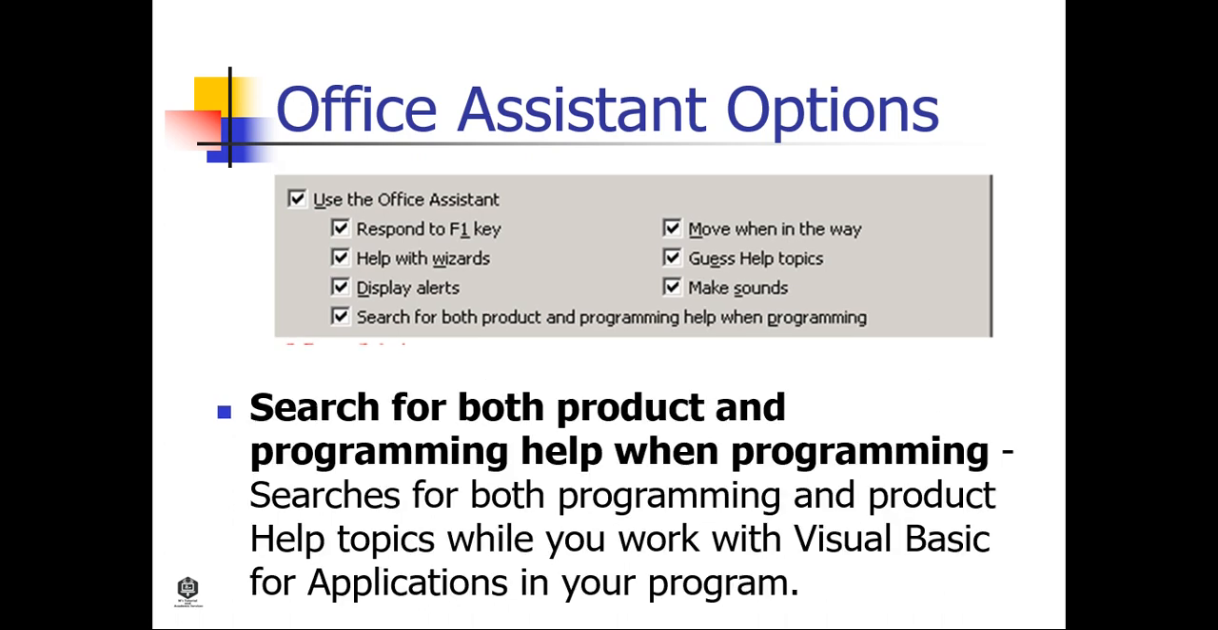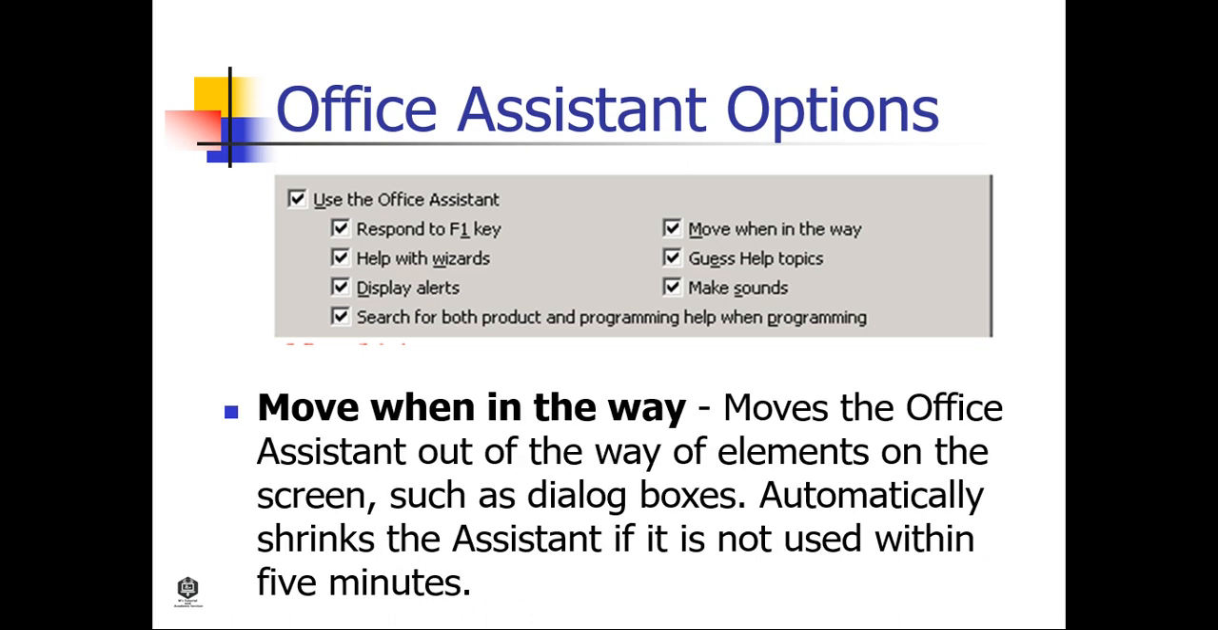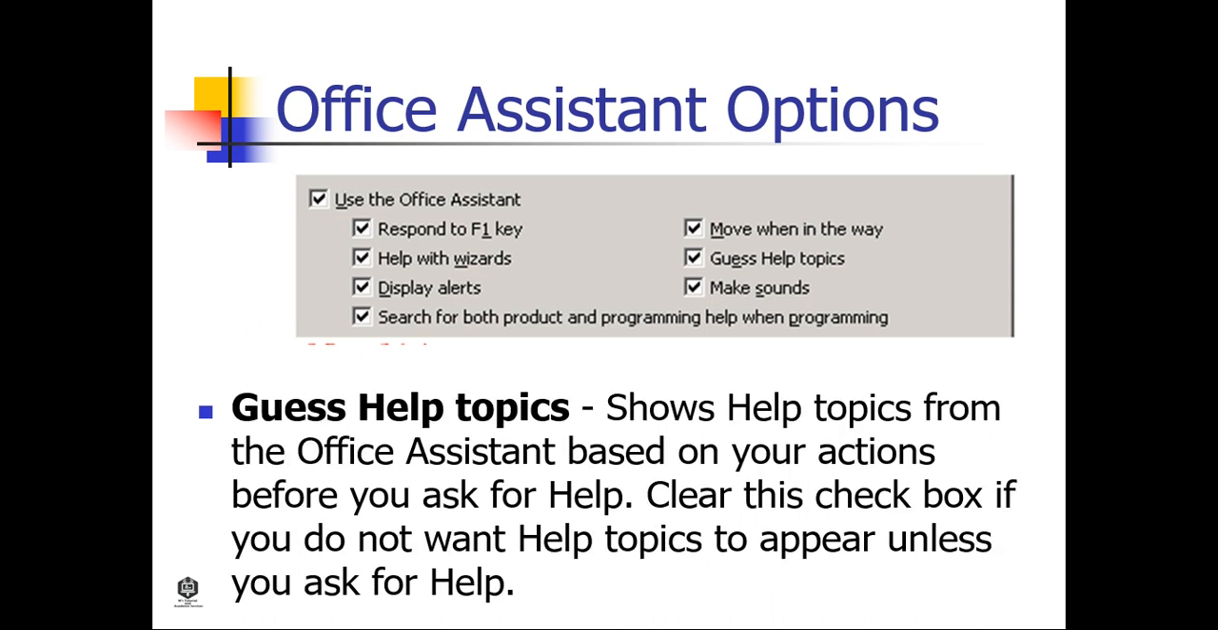Search for both product and programming help when programming searches for both programming and product help topics while you work with Visual Basic for Applications in your program. Move when in the way moves the Office Assistant out of the way of elements on the screen such as dialog boxes. It automatically shrinks the assistant if it is not used within 5 minutes.